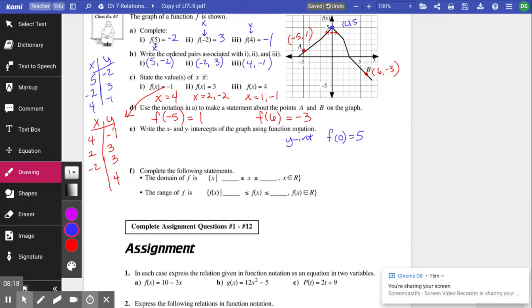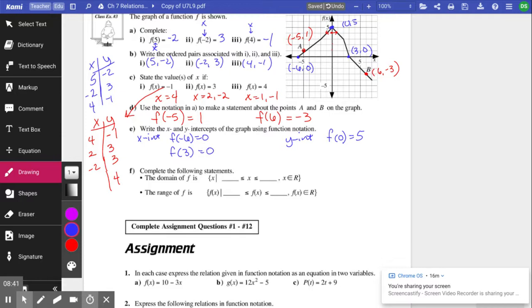The x-intercepts, there's 2 of them. They're here and here. So this is the point negative 6 and 0. This is the point 3 and 0. So my x-intercepts are going to become f of negative 6 is equal to 0, and f of 3 is equal to 0.